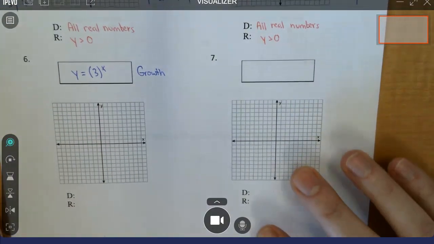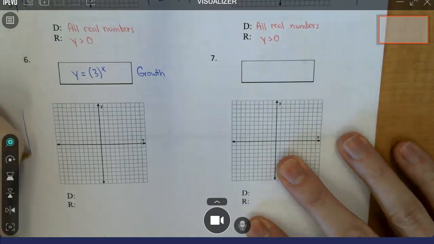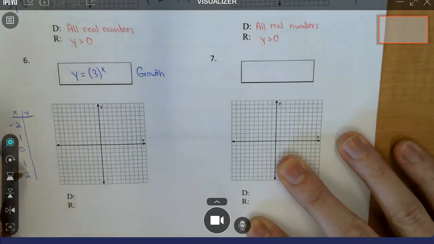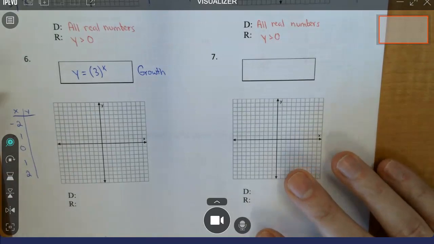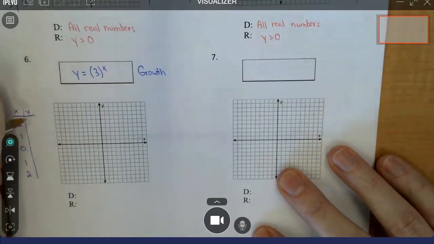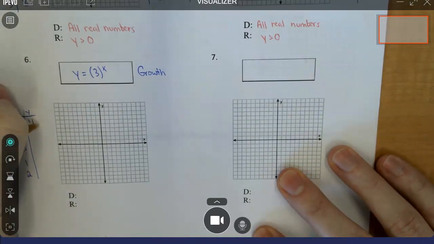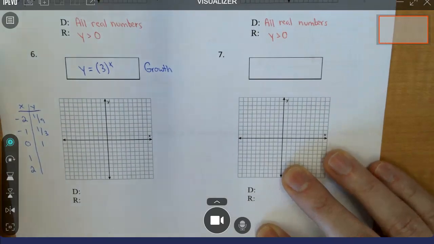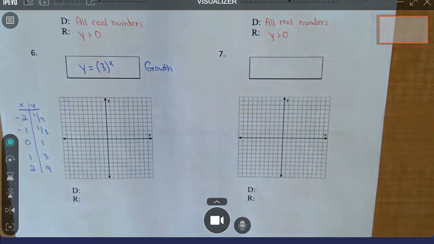And so I'm going to do my table of values, my t-chart. I'm going to make it over here. X, Y, I'm going to use the same numbers we've been using because these are the easiest numbers to work with. And I'm going to calculate each of them one at a time. And this will become 1 over 9. This will become 1/3. This will become 1. 3 to the 1 power is 3. And 3 to the 2nd power is 9. Those are my table of values for the function y equals 3 to the x power.